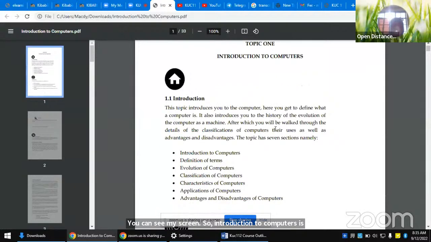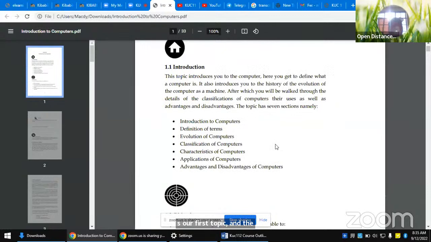And this topic, of course, introduces you to the computer. Here you get to define what a computer is. It also introduces you to the history of the evolution of the computer as a machine, after which you will be walked through the details of the classification of computers, their uses, as well as advantages and disadvantages.